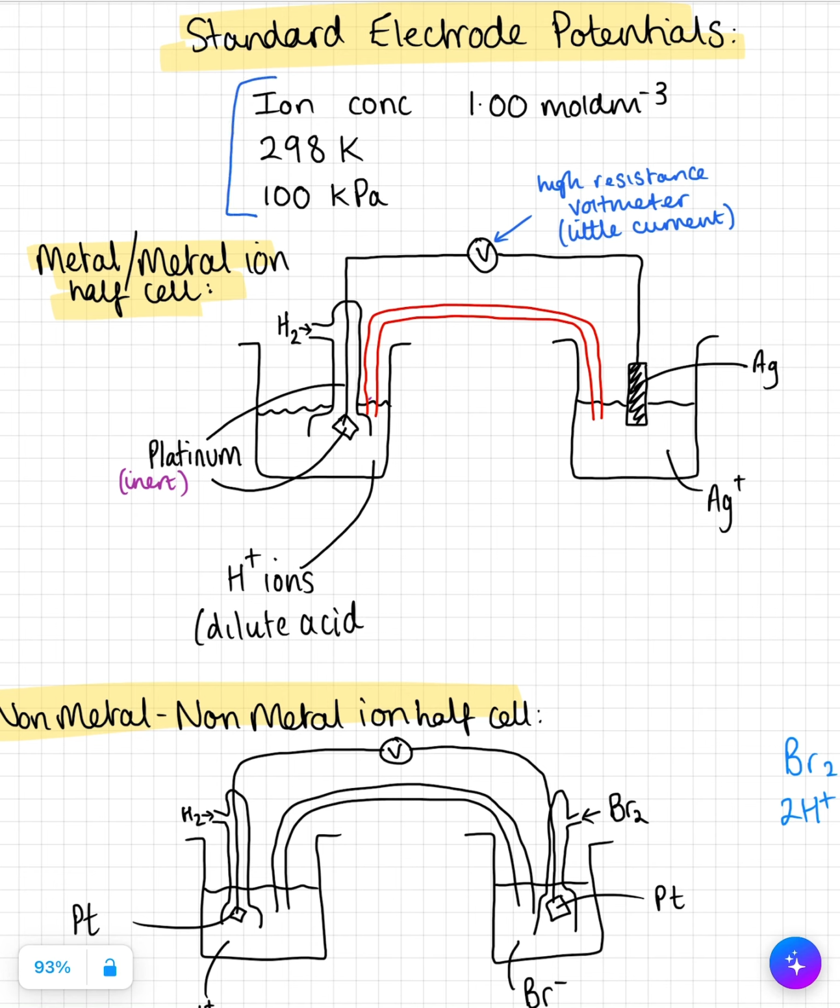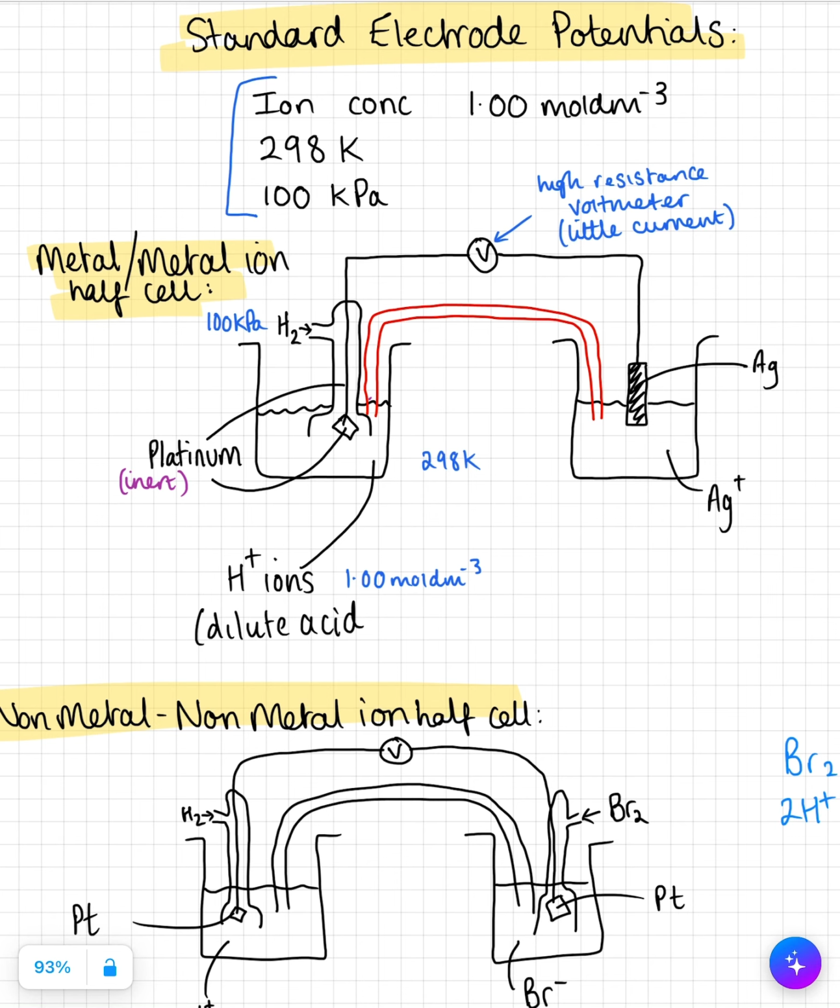There are standard conditions that we need to ensure exist. If we are bubbling in a gas, that gas would be at 100 kilopascals pressure. We would also be setting this up at 298 Kelvin, and the concentration of any solution would be 1 mole per decimeter cubed. If any of these conditions change, it will affect the position of equilibrium.